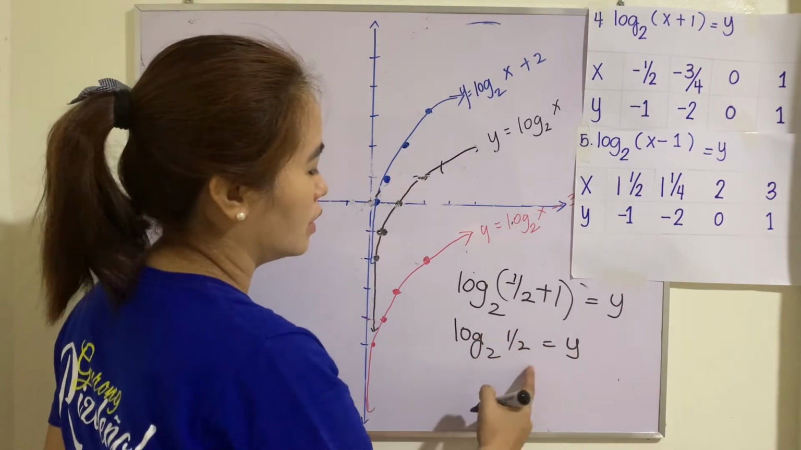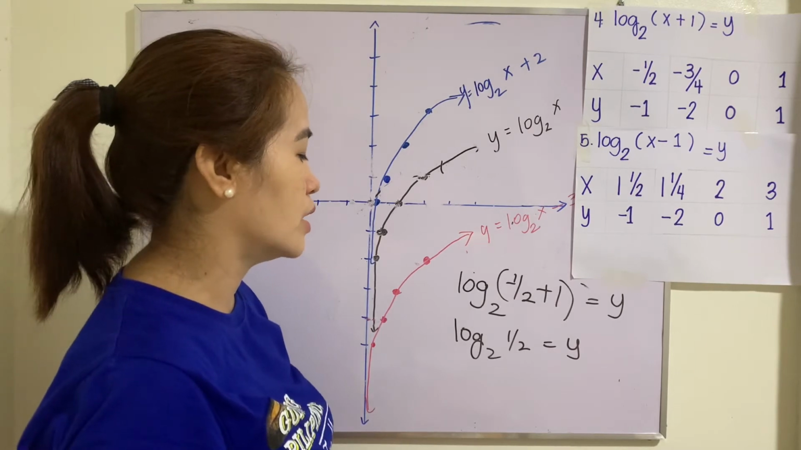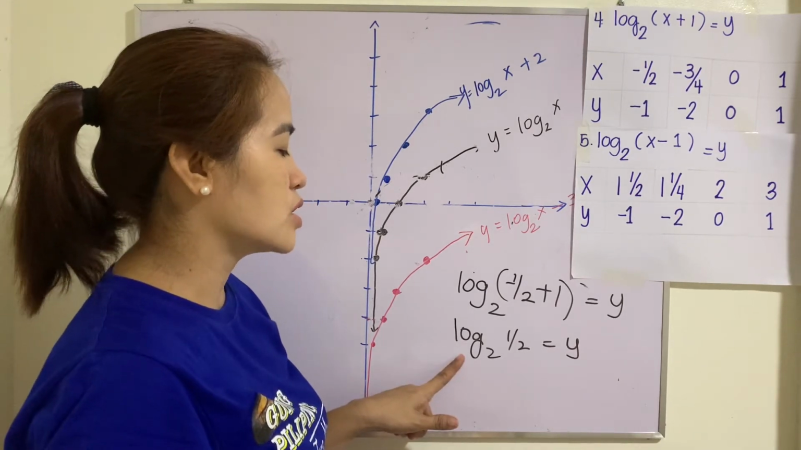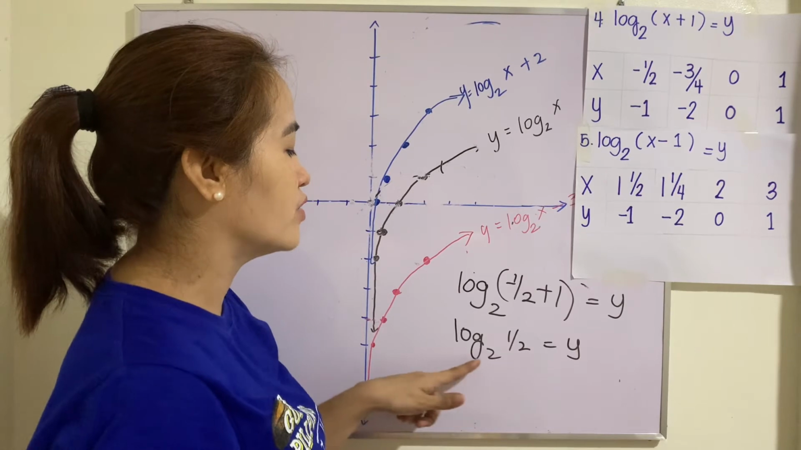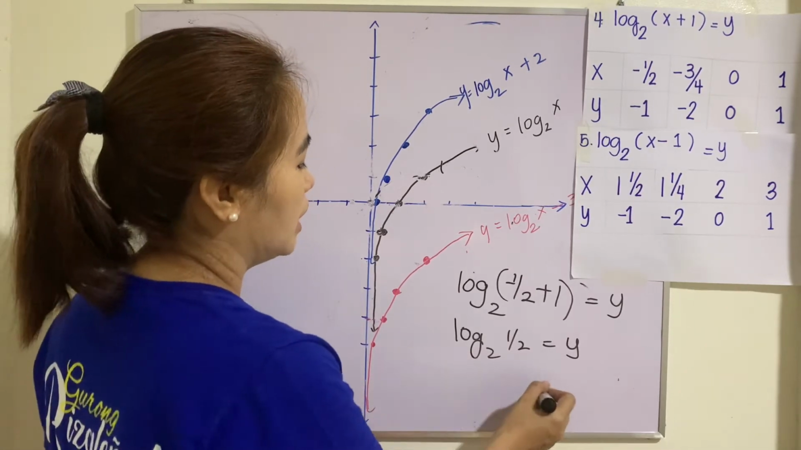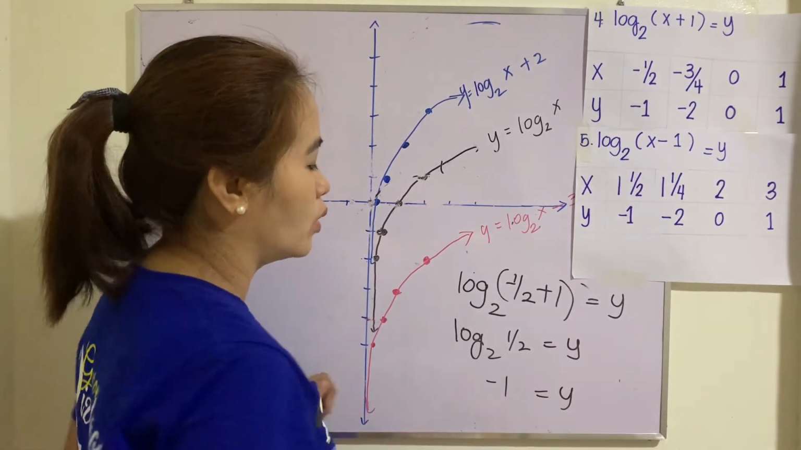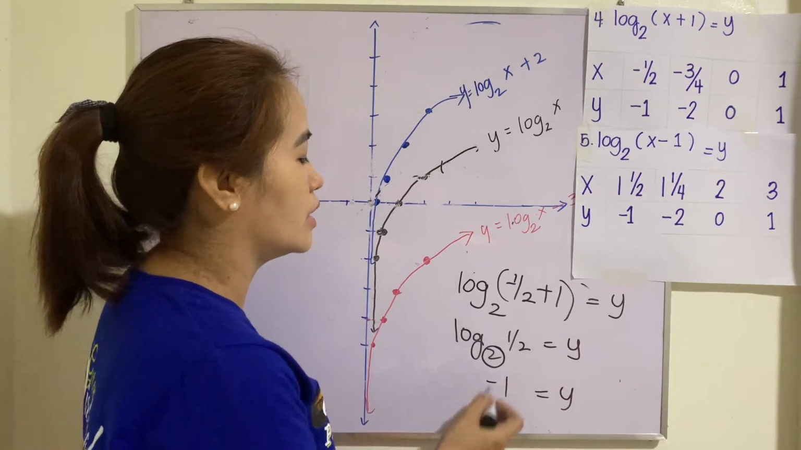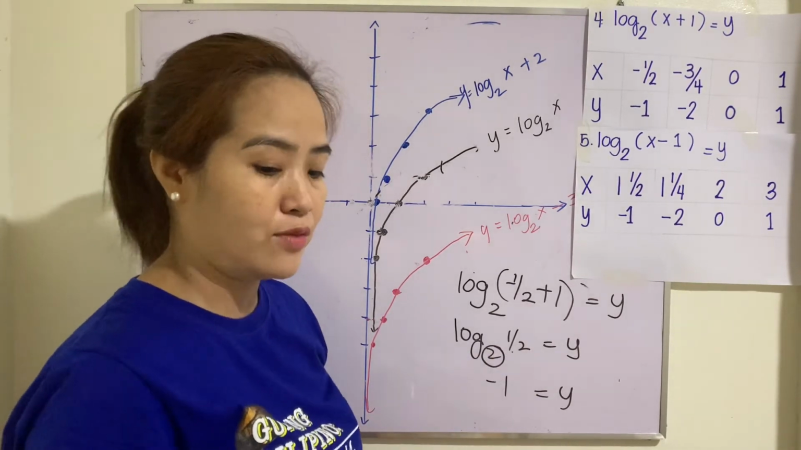You can use a calculator in getting the value of this. You just use the change of base formula, log of 1/2 divided by log of 2. That will be equal to negative 1. Or you just think of an exponent of 2 that is equal to 1/2 and that is negative 1.